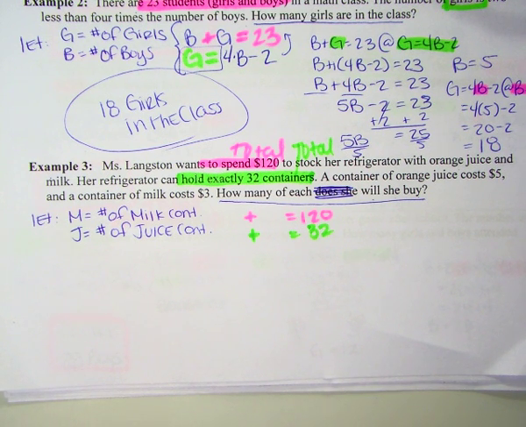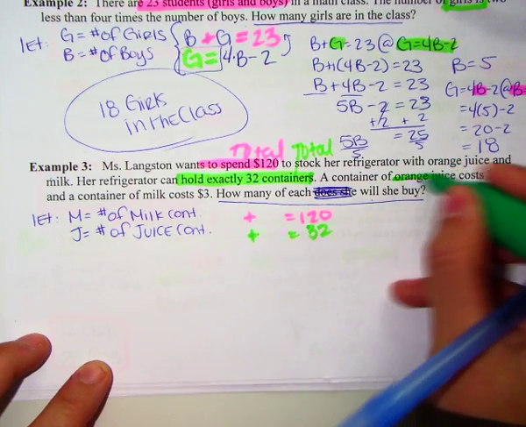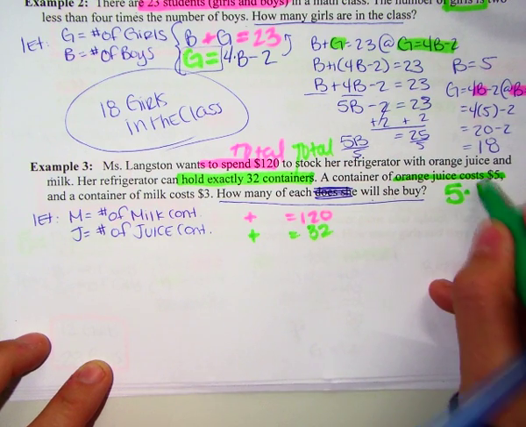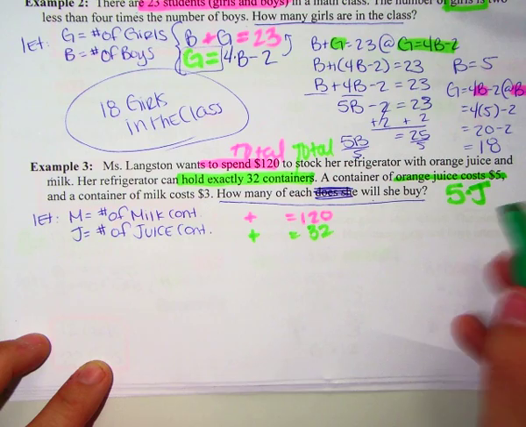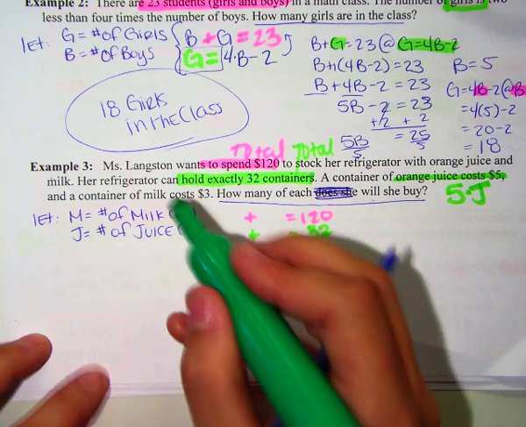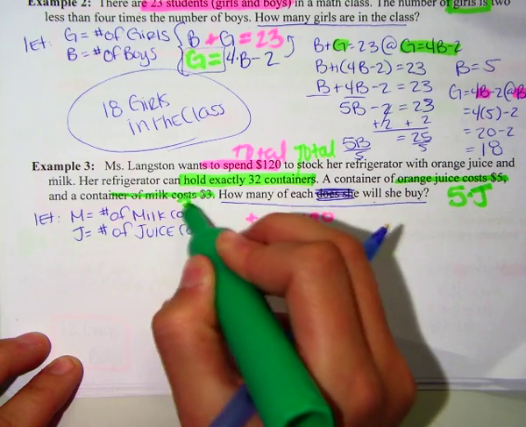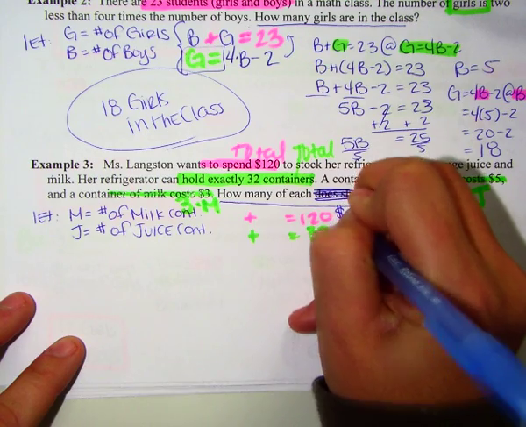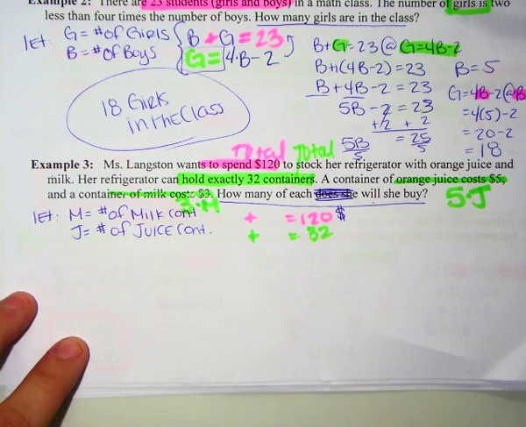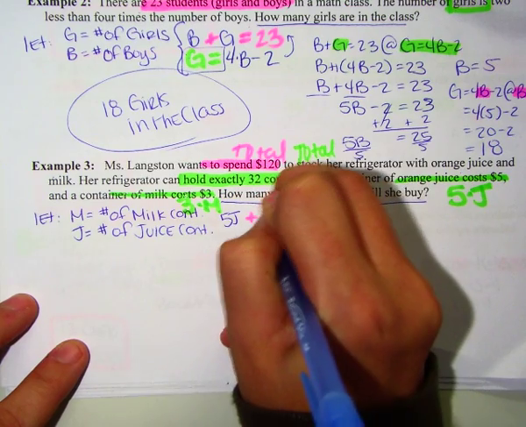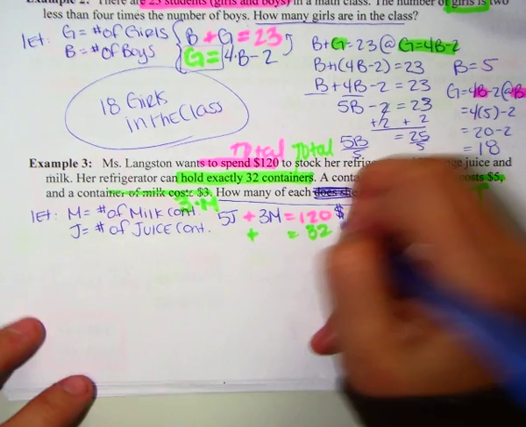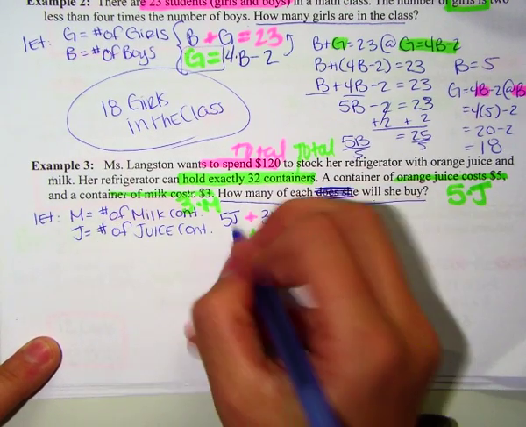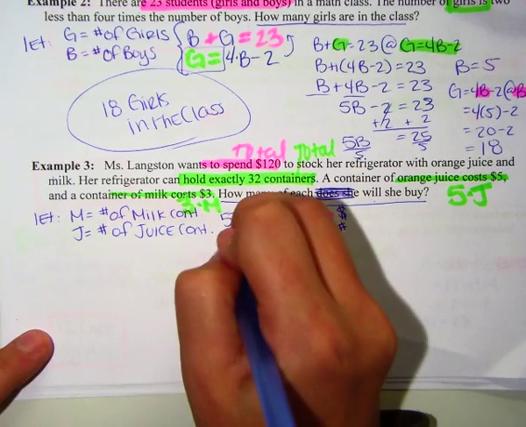Now, it says a container of orange juice costs $5. Just so you know, anytime you have something like that, it'll be $5 times the number of orange juice containers, 5J. And a container of milk costs 3. So this is 3 times M. Since this deals with money, it's going to go in the money equation, $120. So 5J plus 3M. 32 refers to a total number of containers, and look at that. So M plus J equals 32.